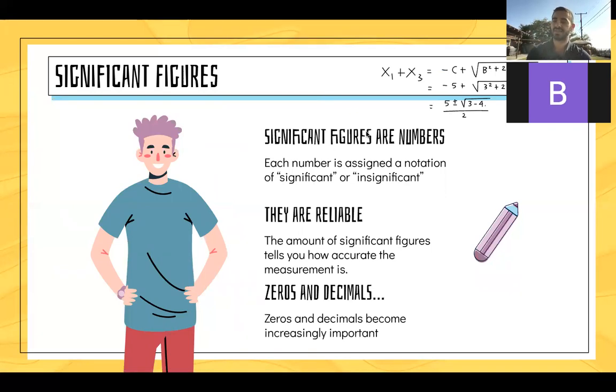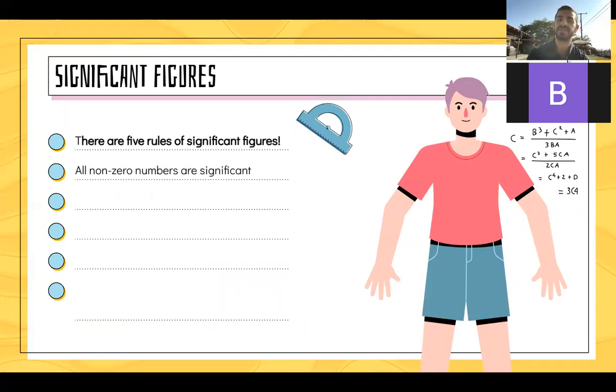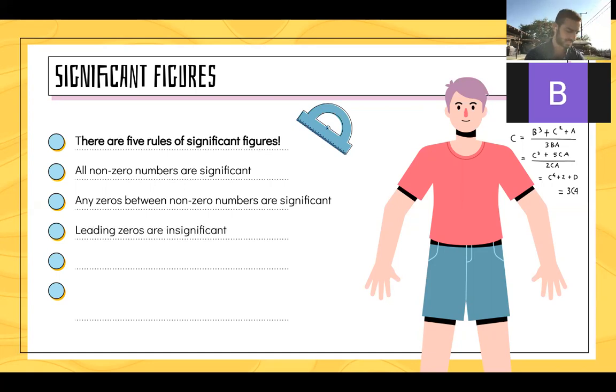And when we talk about significant figures, zeros and decimals become the most confusing part. There's a list of rules I'm going to give you to understand why significant figures are important. So there are 5 rules for dealing with significant figures. All non-zero numbers are significant, whether they are before or after the decimal. All zeros between non-zero numbers are significant. So if there's a 0 between any 2 numbers, that 0 is considered significant.